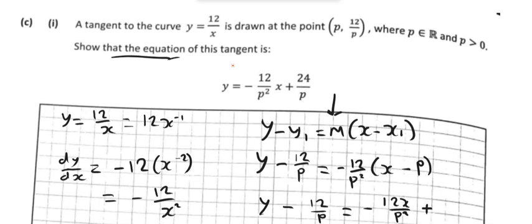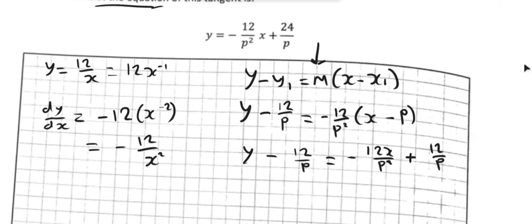plus, because minus times minus, just 12 over p, because one of the p's cancels out. And then minus 12. Yeah, so we just have to bring the minus 12 over p over to the right hand side. So we get minus 12 over p squared, minus 12x over p squared, plus 24 over p, because you're just adding the 12 and 12 together, because they have the same denominator. So we've shown that then.